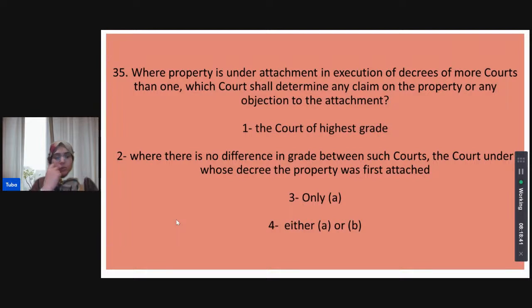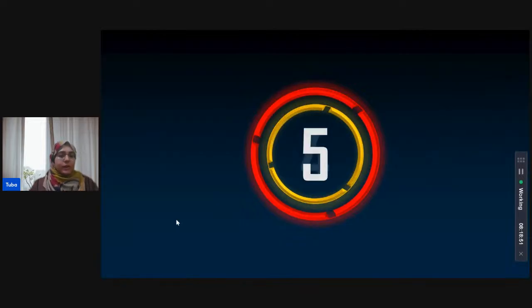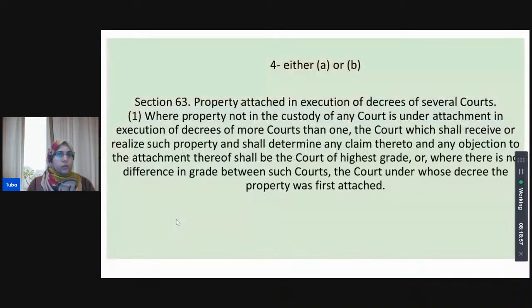All right, so Subrat is saying that where there is no difference in the grade of the courts, the court that first attached the property takes precedence here. Shaktija as well. I'll start the timer. What about the rest of us? What do we think? Chetan thinks both can do so. That is correct. Chetan is right, either A or B.